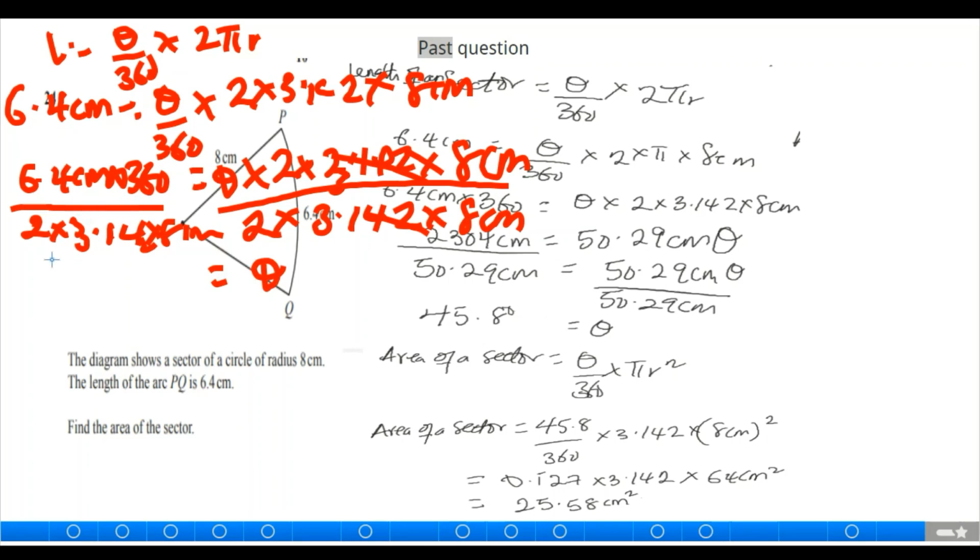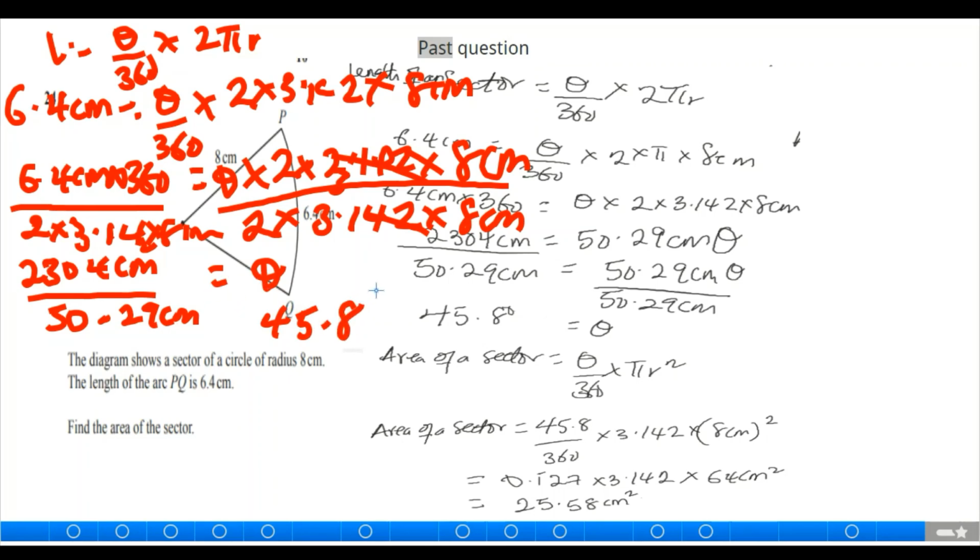So 6.4 multiplied by 360 will give us 2,304, and 2 times 3.142 times 8 centimeters will give us 50.29. Having that, 50.29 can go into 2,304 about 45.8 times. Now remember, we are dealing with theta, so we write our answer in degrees. Now we have gotten our theta. The next thing for us to calculate is the area of the sector.